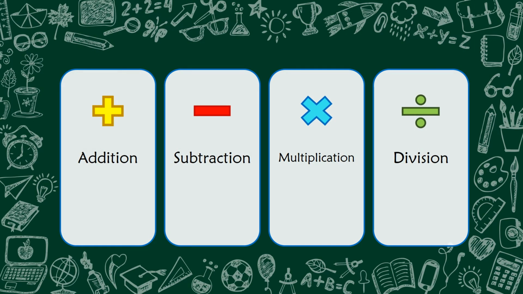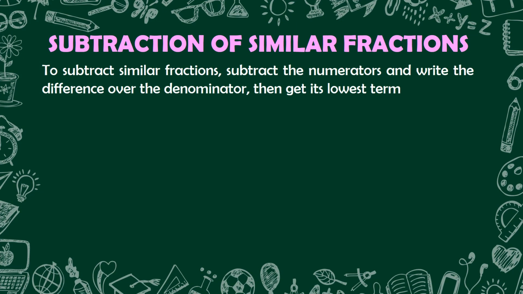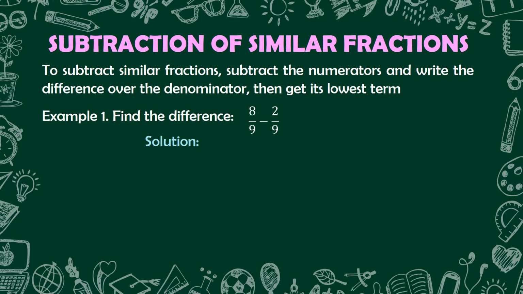Very nice. Well done with the addition of rational numbers. Now let's have subtraction of rational numbers. Subtraction of similar fractions. To subtract similar fractions, subtract the numerators and write the difference over the denominator and then get its lowest term. Let us have an example.